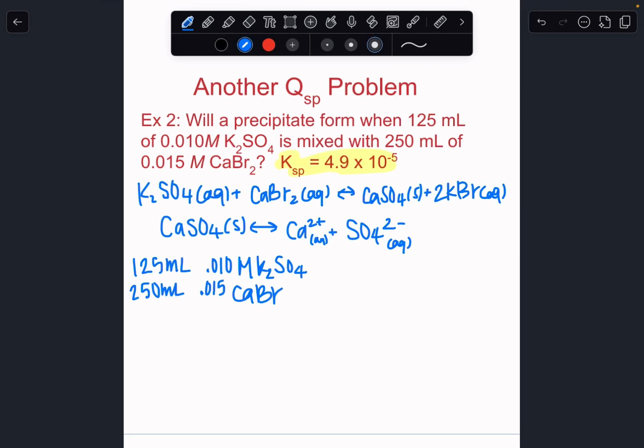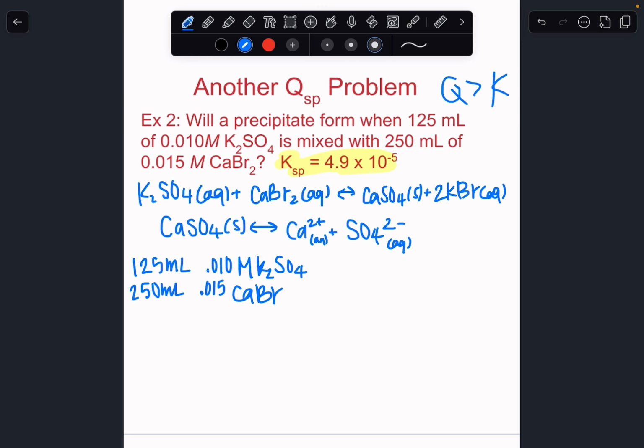Okay, so I wrote out the complete ionic equation just to figure out which compound is going to be the solid. And I figured that out because KBr is always soluble, since K is always soluble in solution. So CaSO4 is going to be your solid, so you want to focus on that since we're trying to figure out if a precipitate will form. And remember, that means Q is greater than K. So I wrote out the net ionic equation for CaSO4 solid, which will dissolve into Ca2 plus and SO4 2 minus. I also pre-wrote out what we're given.